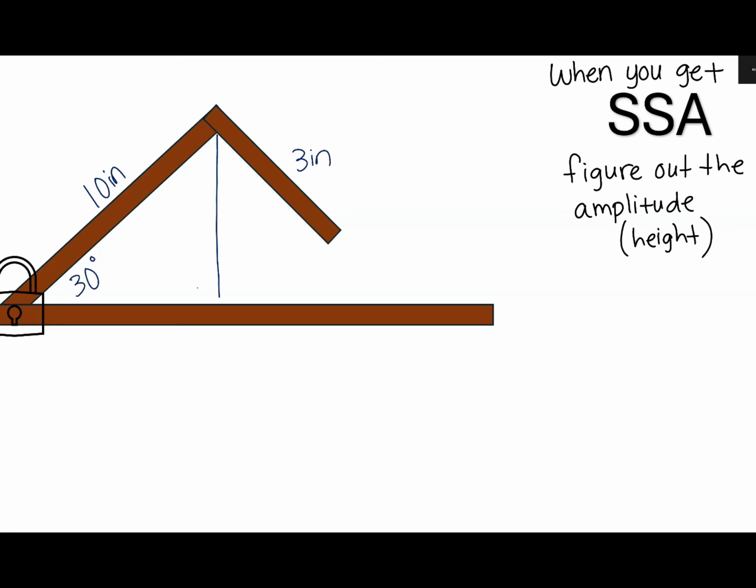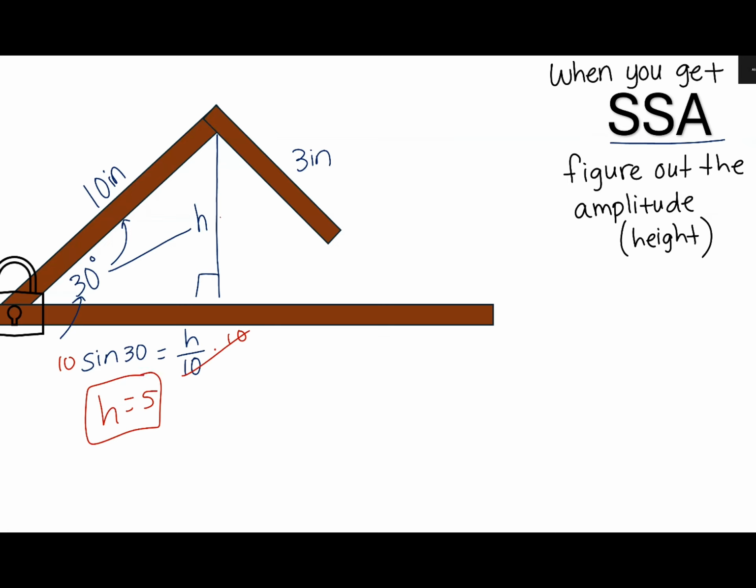And we're going to draw a right triangle in here, and I'm going to call this the height. We need to find the height. Whenever you're given SSA, just go ahead and find the height. If you remember from the last unit, if I take sine of this angle right here, it would be opposite over the hypotenuse. So I can go ahead and solve for the height. Multiply by 10 on both sides. If I put that in my calculator, you get 5. So the height here is 5.